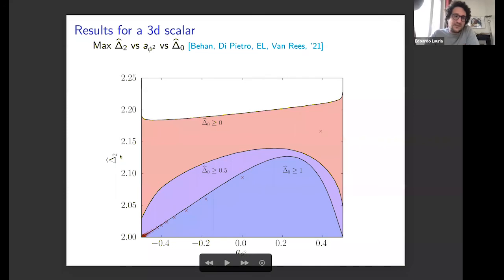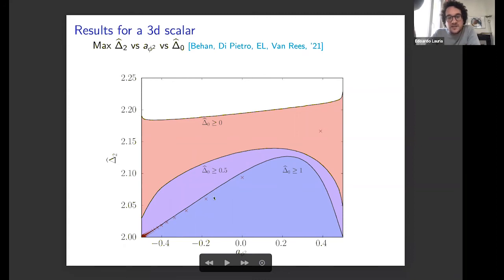We try to maximize the dimension of the spin 2 operator on the boundary as a function of a phi squared and as a function of delta 0. And we have to choose a value of delta 0 and for a phi squared. So you see that, again, the white region here is the disallowed region. For example, if you choose delta 0 bigger than 0, this is the minimal assumption, the most agnostic assumption, the exclusion region is pretty small, but the more you increase the scalar gap, the more you exclude part of the region.